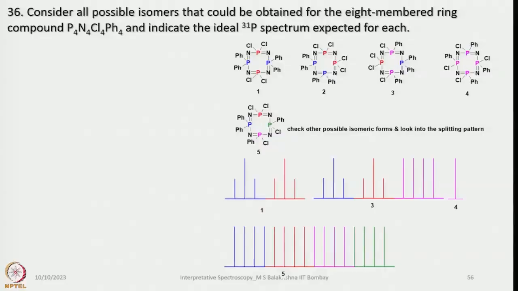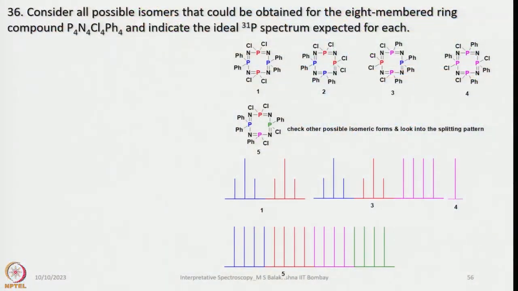Once again, let me begin with an inorganic problem related to phosphorus NMR. I'll just look into the problem here. Consider all possible isomers that could be obtained for the 8-membered ring compound P4N4Cl4Ph4 and indicate the ideal 31P NMR spectrum expected for each. I have already given the spectra here, but let me explain.